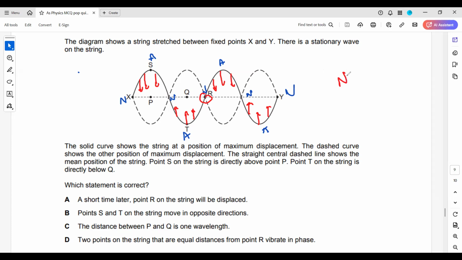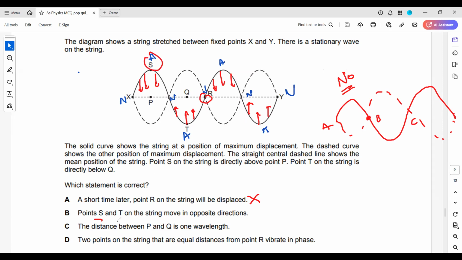Will it move? No. The particles at the node will not change their positions. So any particle here, let's say A, B, C, D, all these particles will remain at their place. They won't change their position. So this statement is not correct. B: the points S and T are moving in opposite direction. Are the particles moving in opposite direction? Yes, they are moving in opposite direction. That's why B is the right answer.